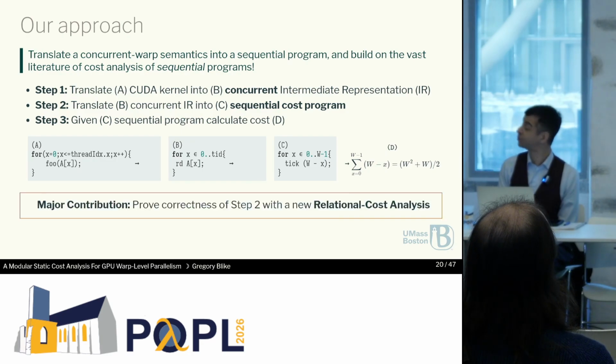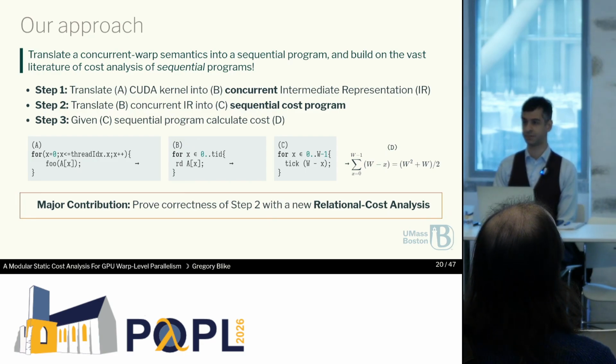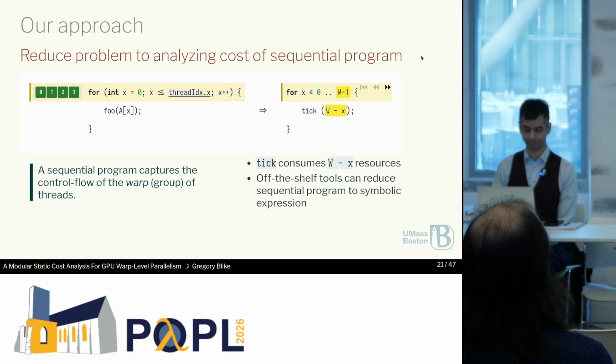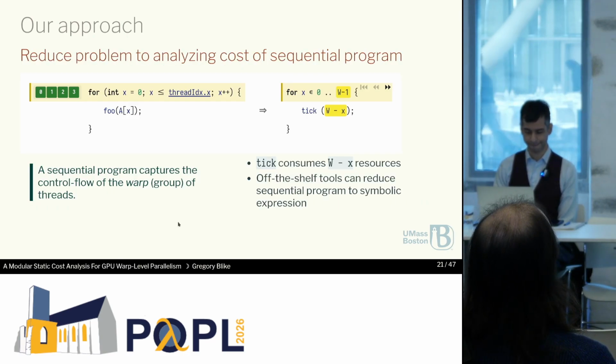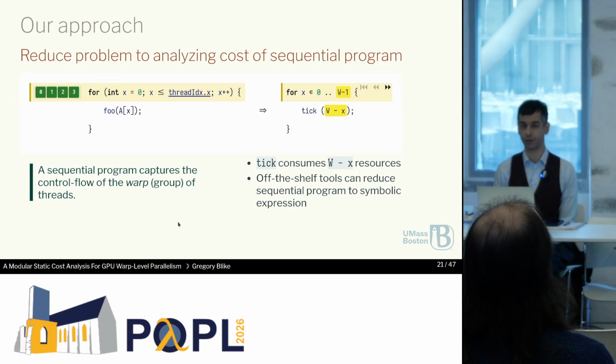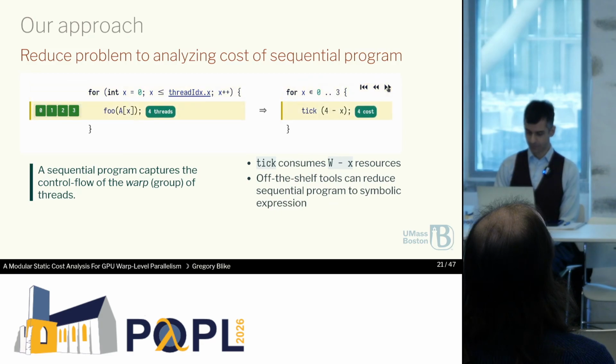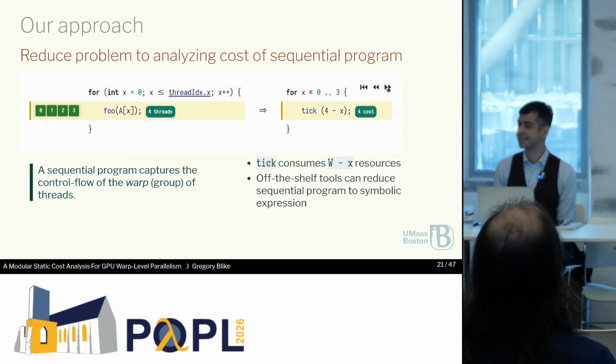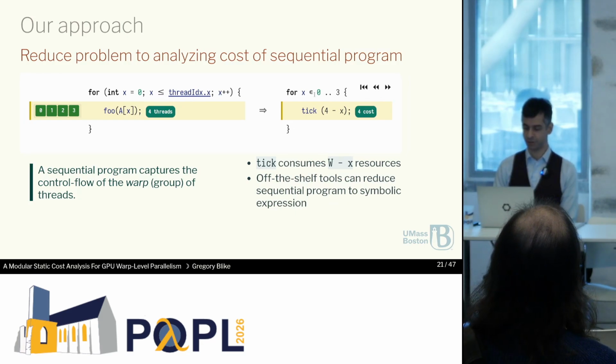And the major contribution here is to prove the correctness of step 2, that translation between our intermediate representation and a sequential cost program. And that looks a little like this. The sequential program captures the control flow of the warp and offers us this tick expression, which shows how many resources are consumed each time this part of the program is executed. And off-the-shelf tools can help reduce this into our symbolic expression. And so if we replace this with our four threads in our warp, as we did before, we can see that the number of active threads is the same as the cost from this enumeration.